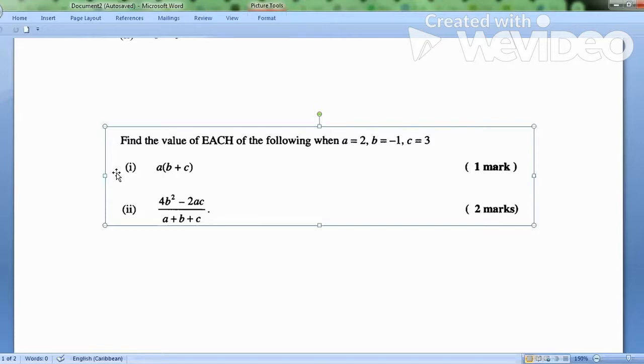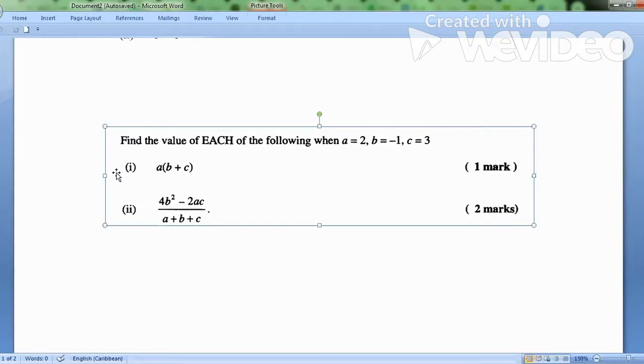Sir, is the answer 0? By the way, notice it's just 1 mark. Sir, is the answer 0? No. The answer is 4. How do I get 4? You see, this time someone messed me up real bad, oh God. I'm stressed out. B is -1. You realize B is -1?